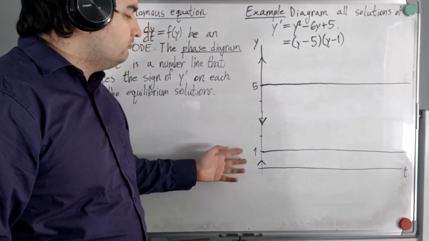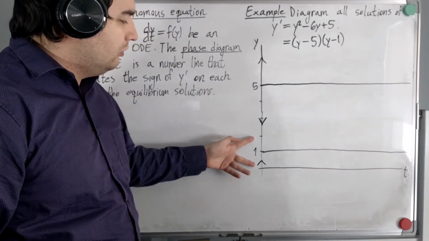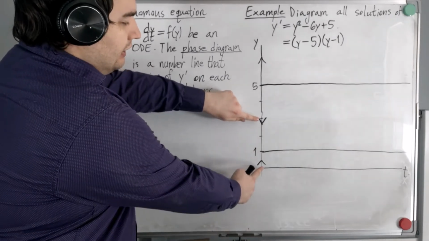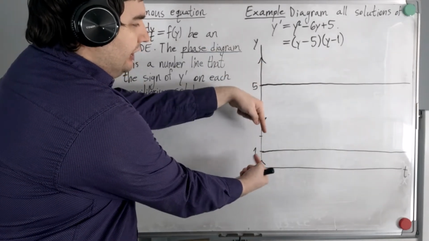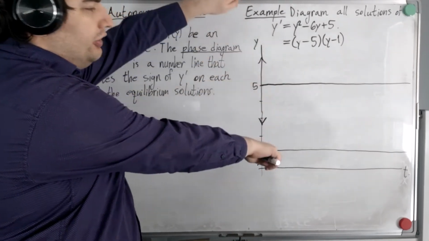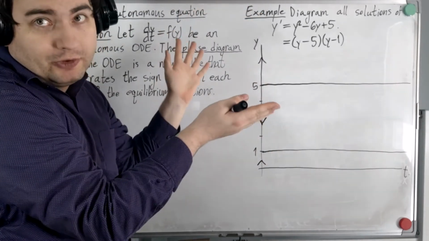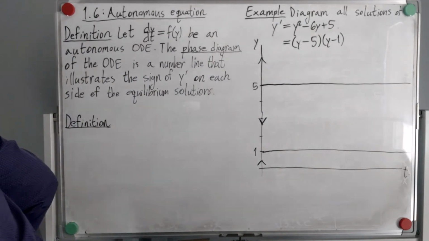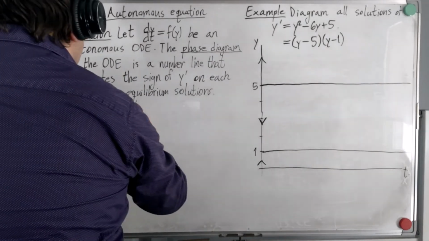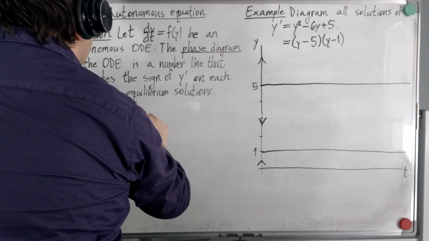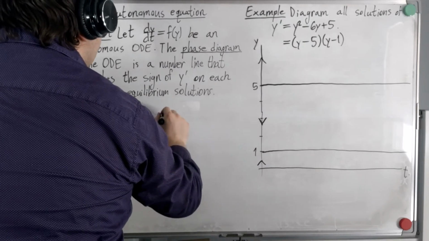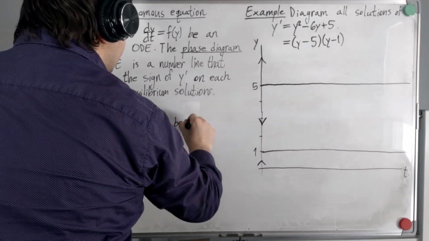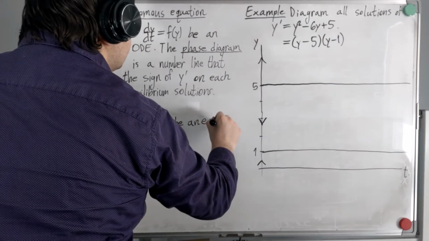As you can see, for y equals 1, the arrows are pointing towards it, whereas for y equals 5, the arrows are pointing away from it. We have names for those. So let y of t equals k be an equilibrium solution.